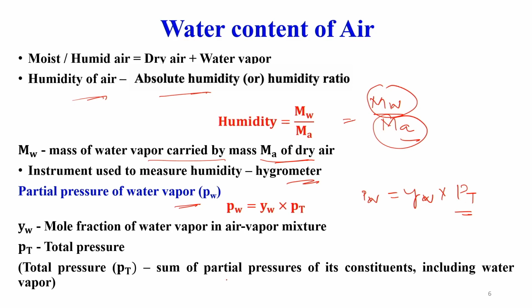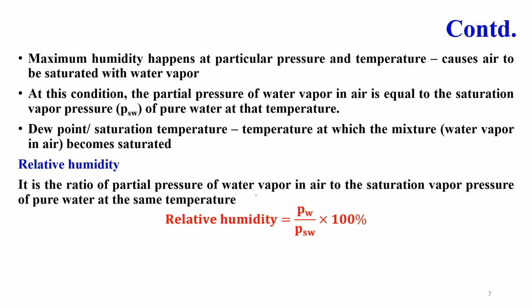Now, this total pressure will be the sum of the partial pressures of all its constituents, including water vapor. So, this same humidity can be written in terms of the partial pressure of water vapor in the air to the saturation vapor pressure of pure water at the same temperature, and this ratio is called the relative humidity. The ratio of the partial pressure of water vapor in the air divided by the saturation vapor pressure of pure water at the same temperature is the relative humidity.